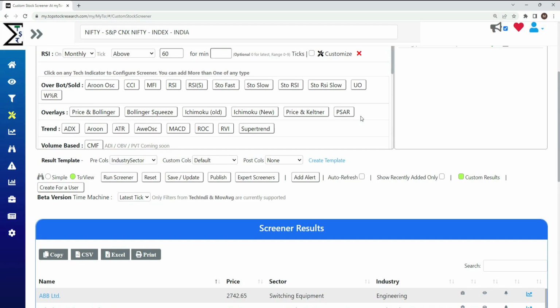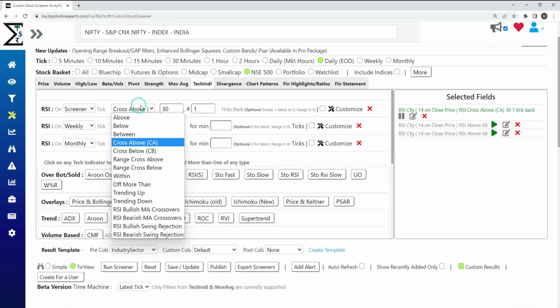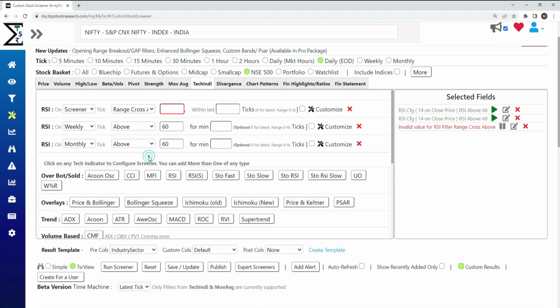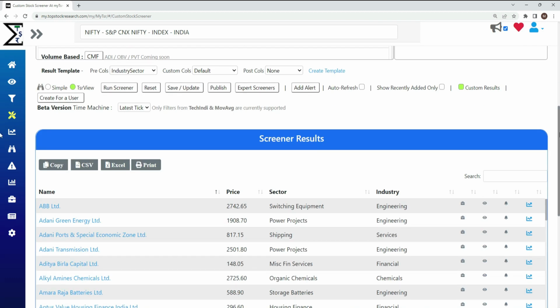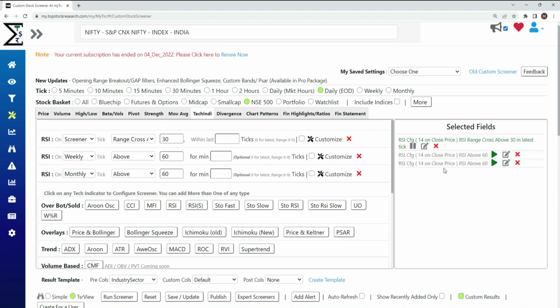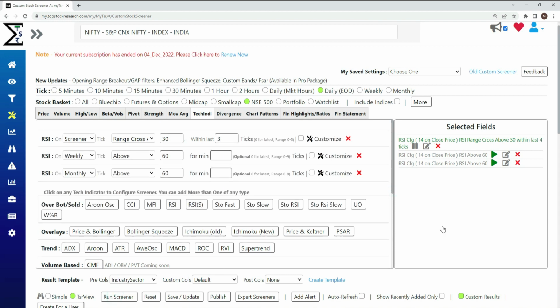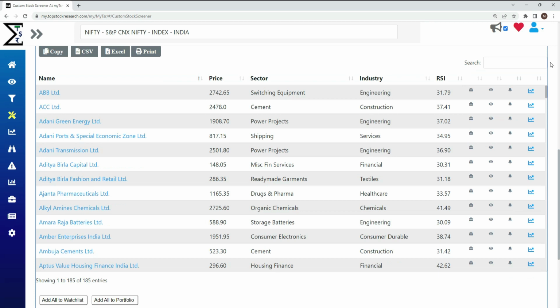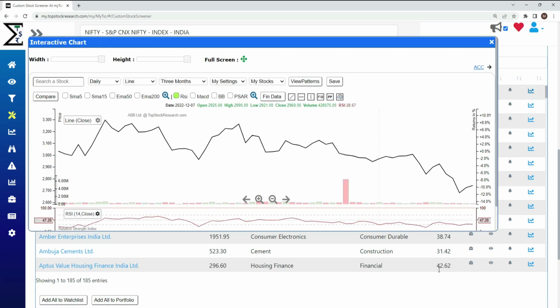Or there's another example, another option where it has crossed above range. So it has crossed above 30 in the last 3 ticks. The number of results that we got here was 111. So now we say that if RSI has crossed in the last 3 ticks, that filter also you can do. Quite a few stocks have crossed above 30 in the last 3 ticks, either today or yesterday or the day before.